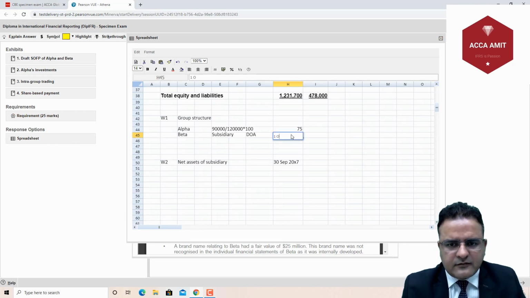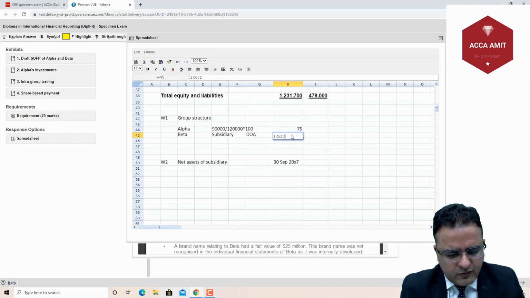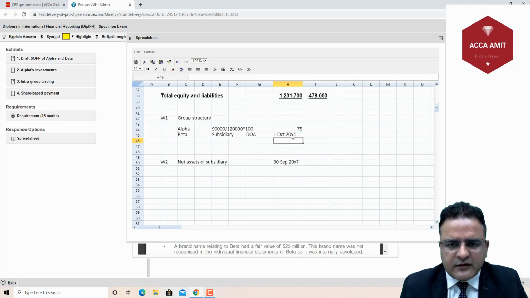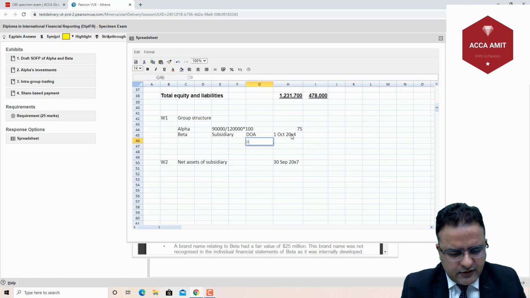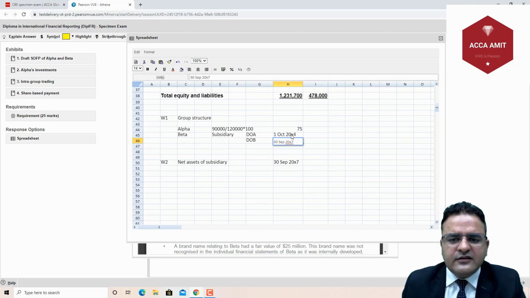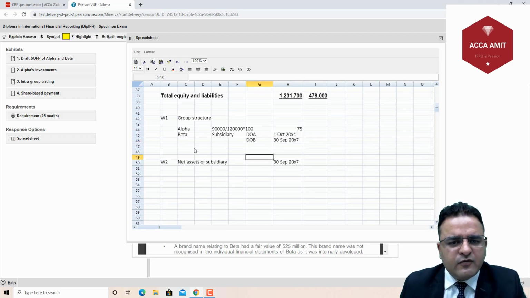1st October 20x4 is the date of acquisition. Date of balance sheet, I should give information as 30th September 20x7. So these are the first information we should be providing in working note number 1.